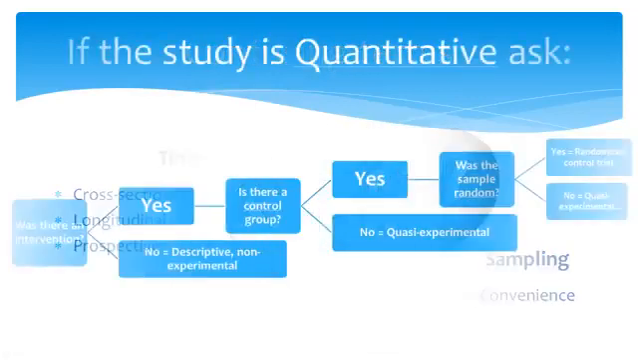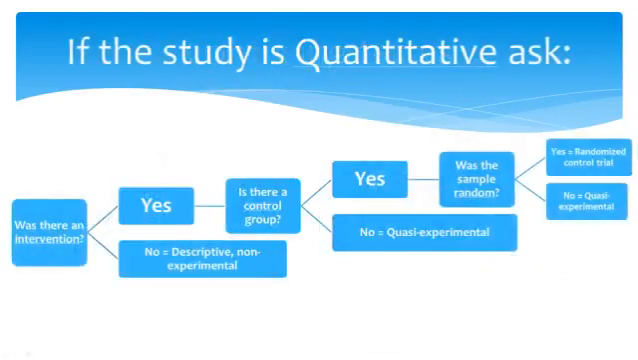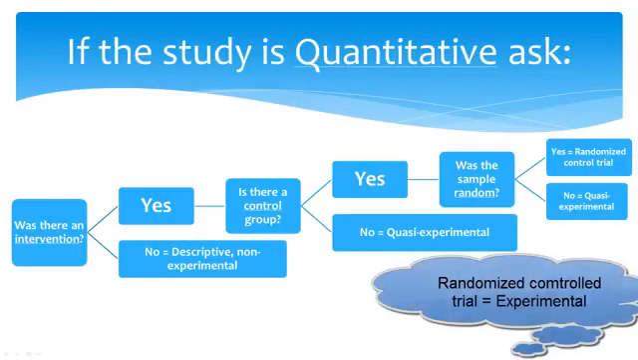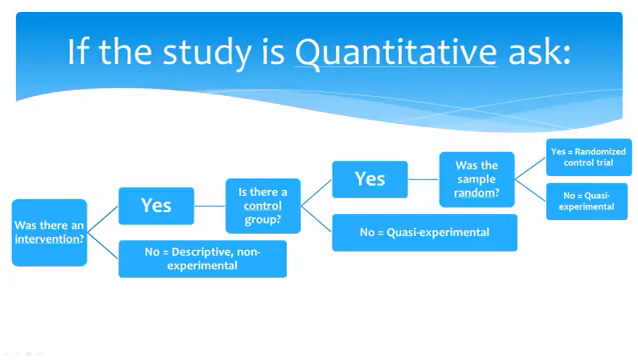To decide how to classify the design of a study you are looking at, follow the steps outlined in this video. Ask yourself the following three questions. Was there an intervention? Is there a control group? Was the sample random? The answers to these questions will tell you how to classify the design of any quantitative study into one of these three categories: descriptive non-experimental, quasi-experimental, or experimental. Check with your teacher to see what other labels they may be expecting in the description of your research design, just in case they want a little more detail.